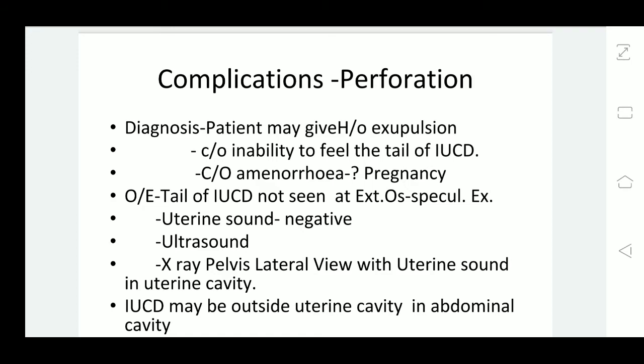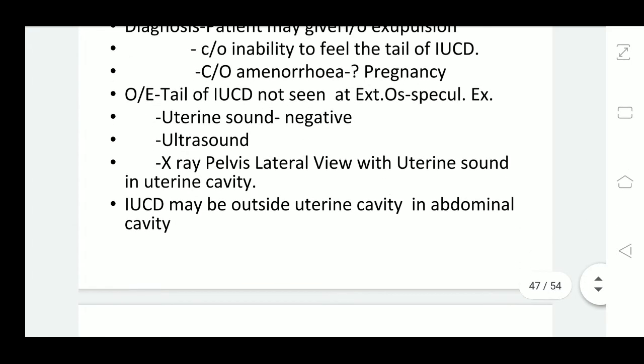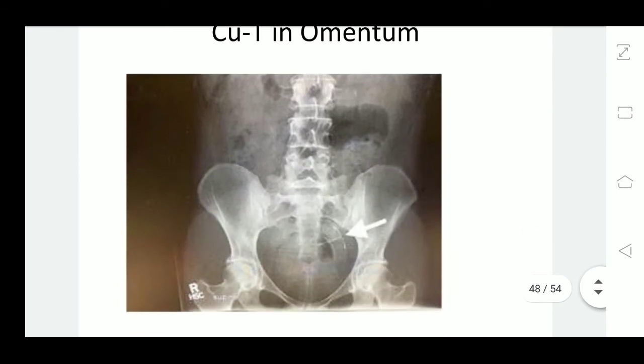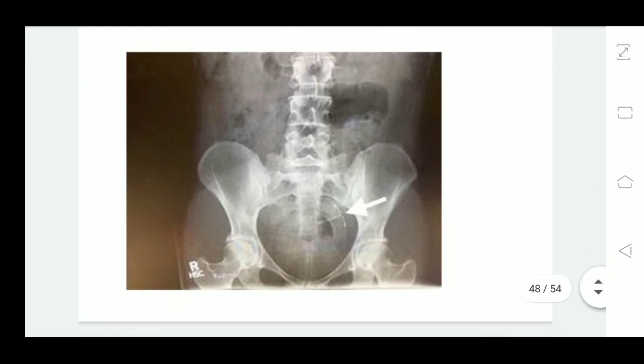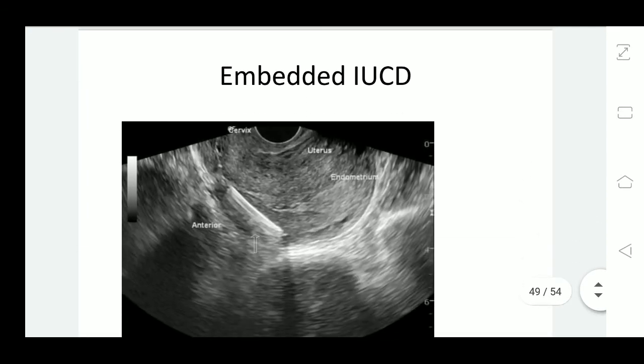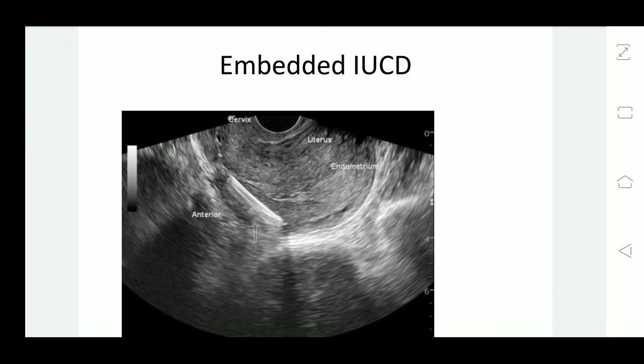Sometimes they have even found a copper T in the bladder also. Sometimes it is in the uterine wall or sometimes it is in the peritoneal cavity. You can see this picture where this copper T marked by an arrow was found to be in the omentum of the woman in the abdominal cavity. Here you can see it is embedded in the uterine wall.